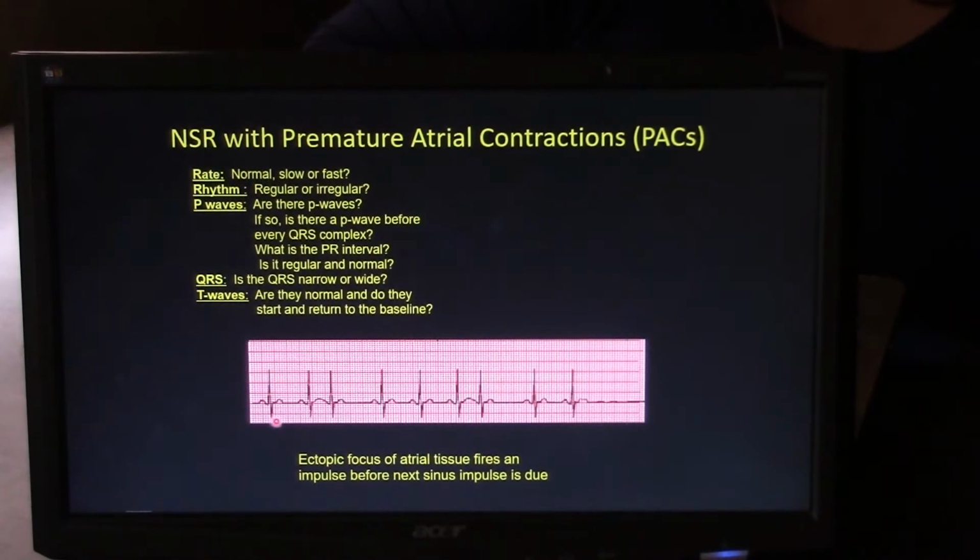Also, don't forget to look at the T wave. It's normal in those that we can see. Even in the early beat, you will see that the ST segment is normal, and the interval is also normal. It's less than 0.50.